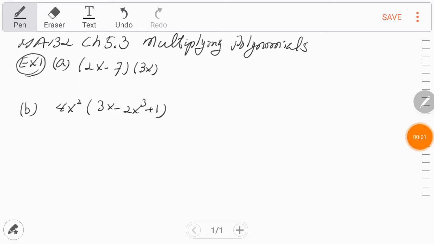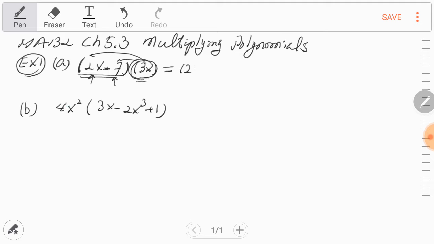Okay, in this section of chapter 5.3, we will learn how to multiply polynomials. In example one, there are two factors: 3x, and a parenthesis which has two terms. Then we can do it this way. We can use the distributive property. So multiply each of 2x and 7 by 3x.